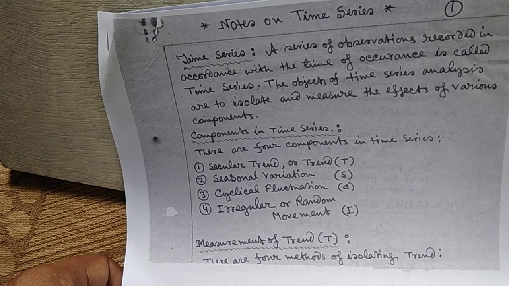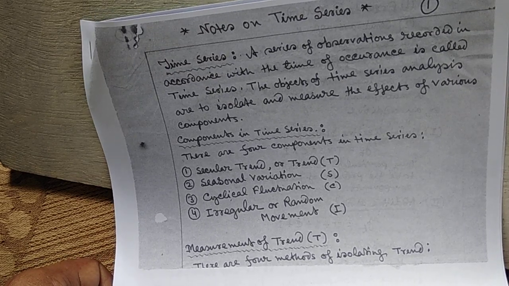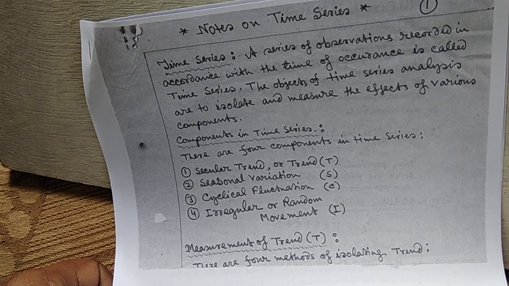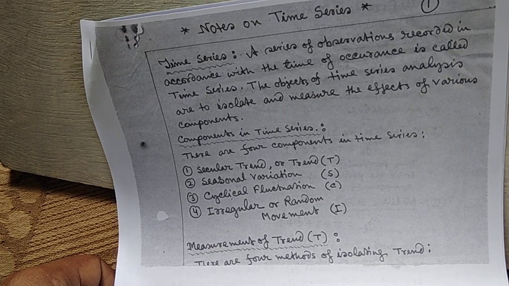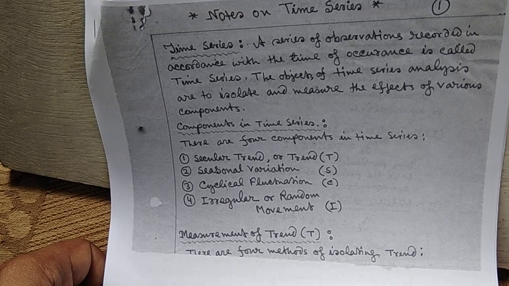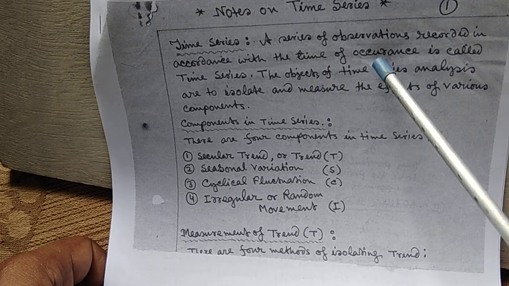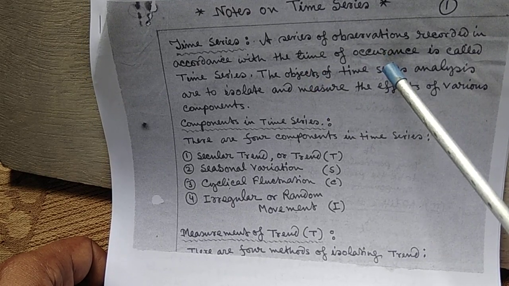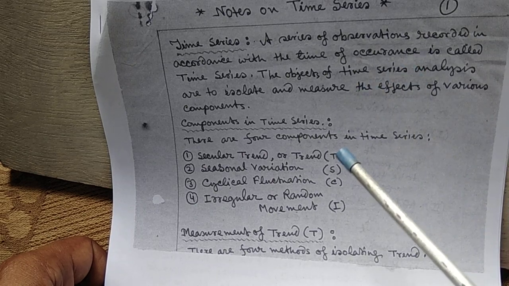Good morning, students. Today we are going to learn time series analysis. What is a time series? A series of observations recorded in accordance with the time of occurrence is called a time series.